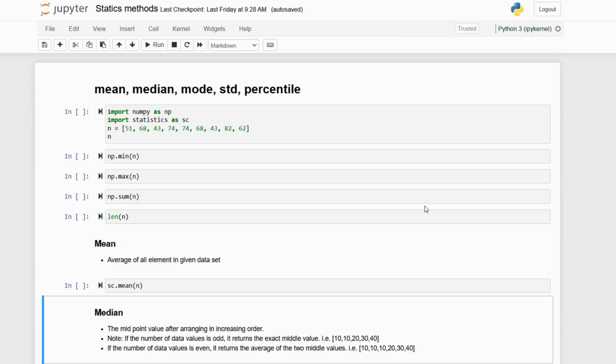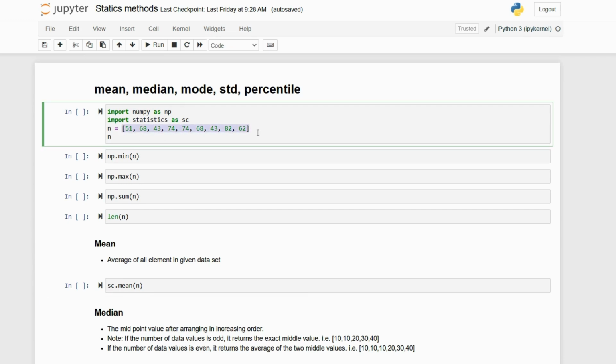We are going to see some basic mathematics concepts which we extensively use in machine learning, also in data analysis. These are very simple one-liner functions, but most of the time your initial data assessment is done using these functions. To start, I have imported numpy and the statistics library, and this is the data set. Using this, we are going to see these concepts today.